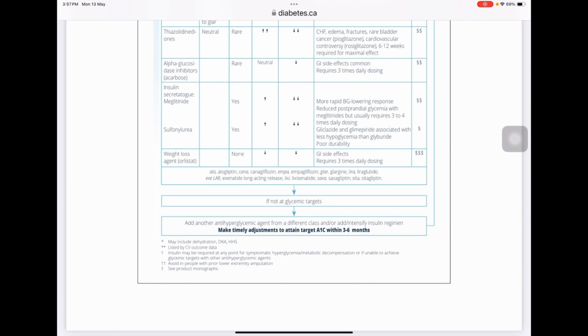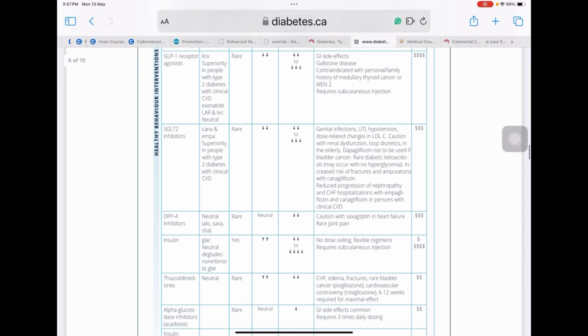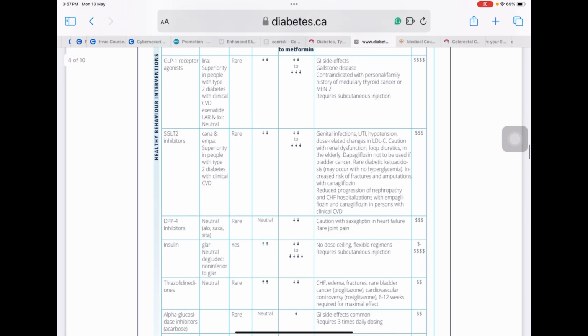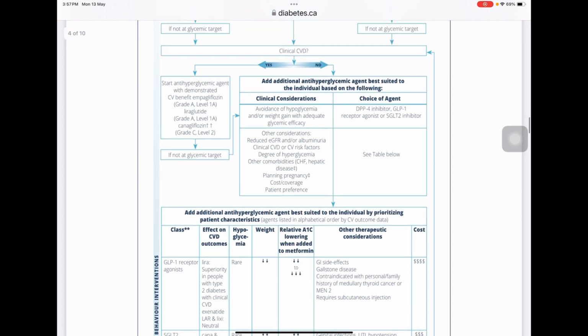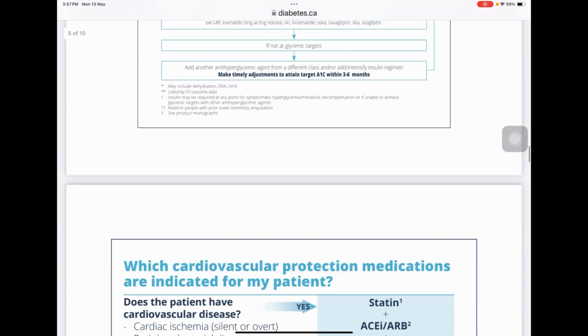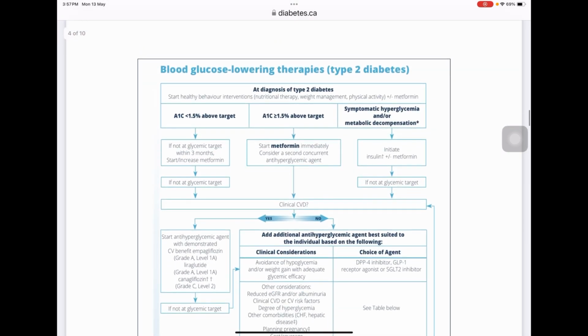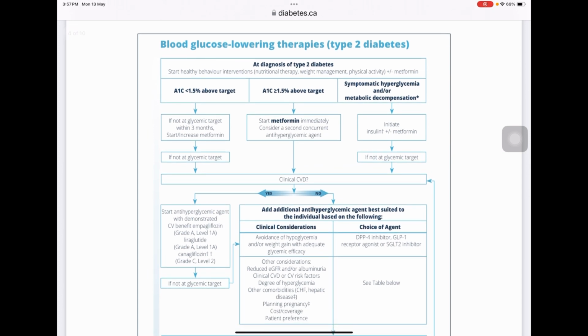Okay, now we need to remember the side effects of each of the medications. The top three right now are GLP-1 agonists, SGLT2 inhibitors, and DPP4 inhibitors, right? DPP4 inhibitors are saxagliptin and sitagliptin, SGLT2 inhibitors are empagliflozin and canagliflozin, and GLP-1s are liraglutide and exenatide, right? So now coming back to the table that we read here, glucose lowering therapy for type 2 diabetes.